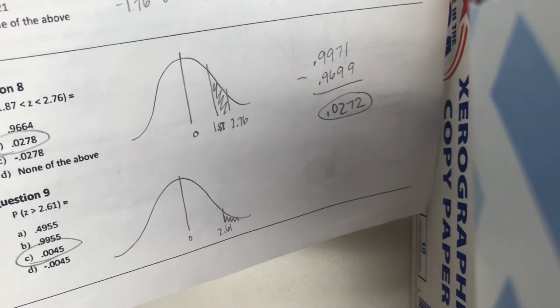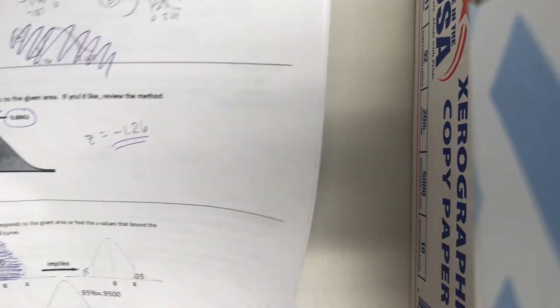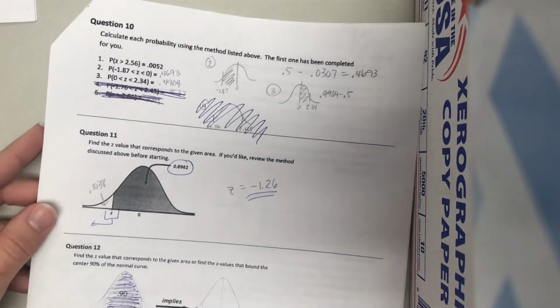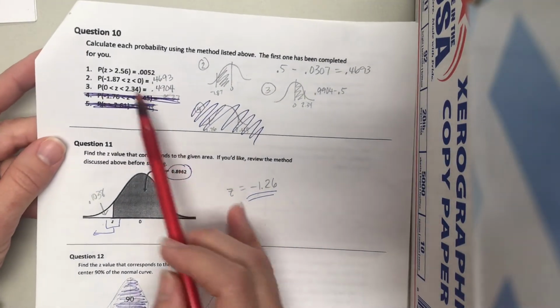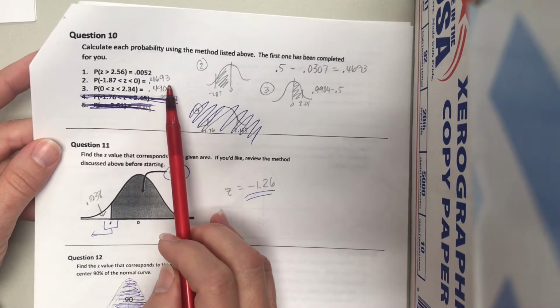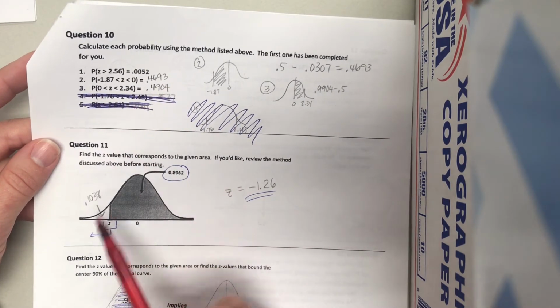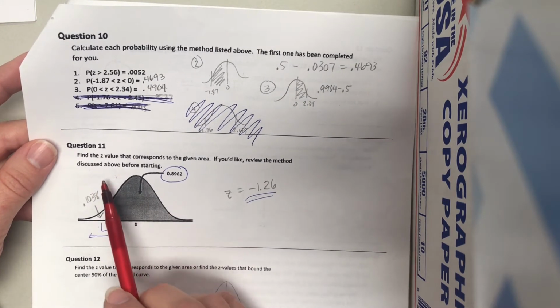Question 9 is C. So lots of practice with normal curves there. Question 10, I kind of shortened this for a class in the past, and we just did 2 and 3. But you can kind of check your answers with that. Okay, here's a working backwards one. So let's do this one together.